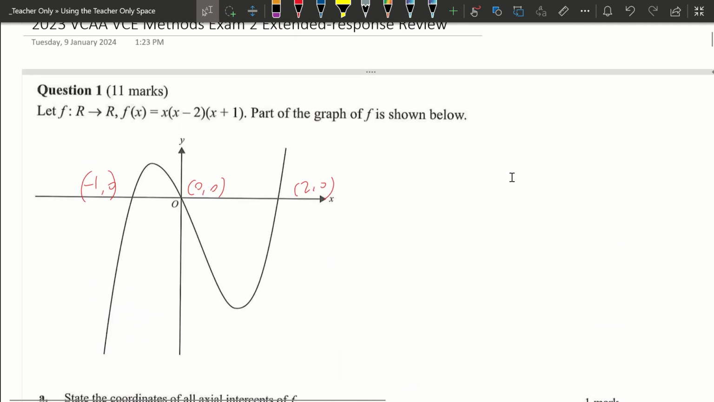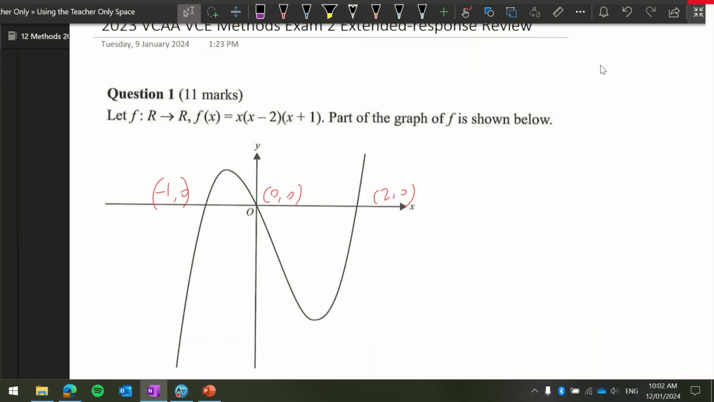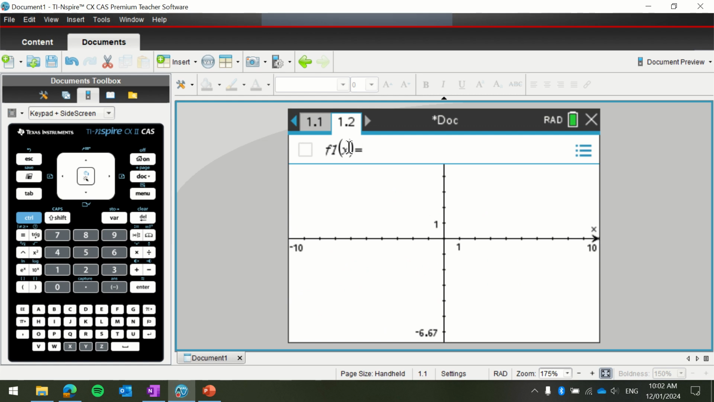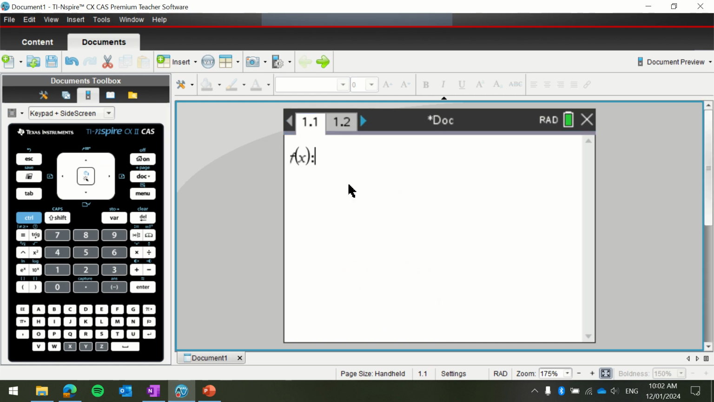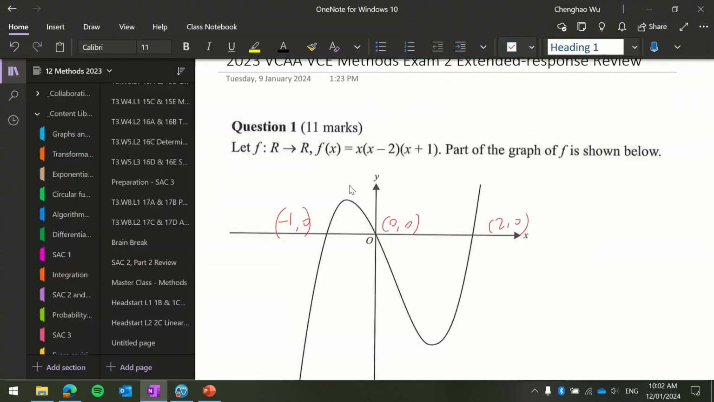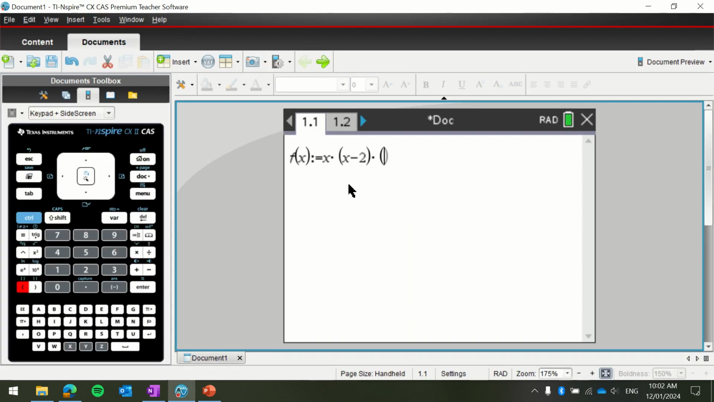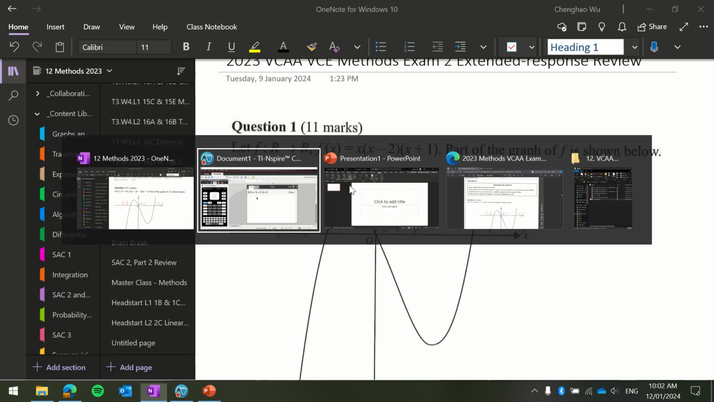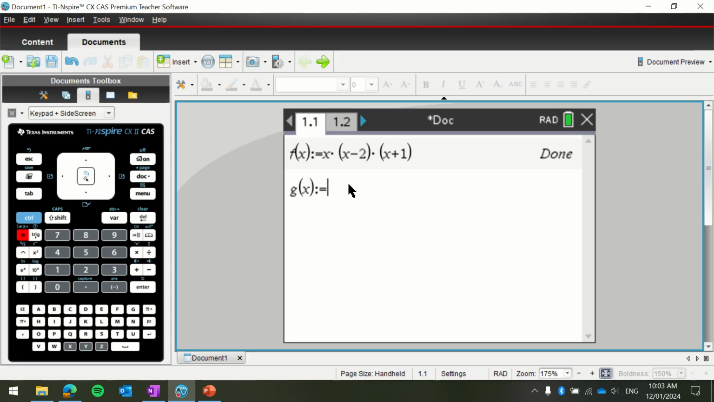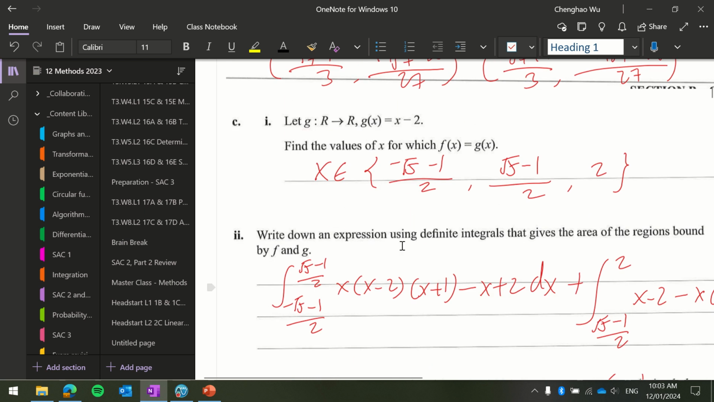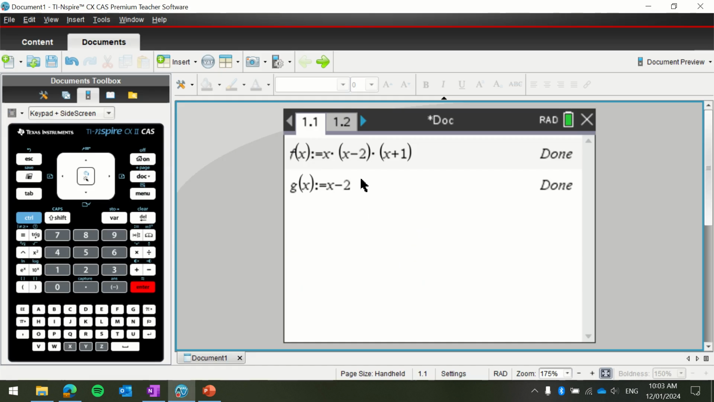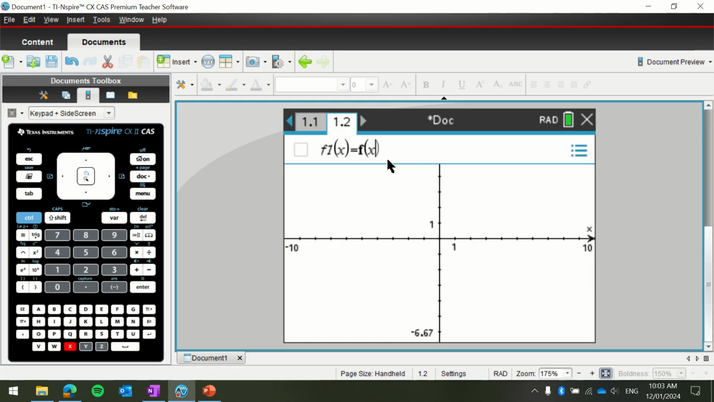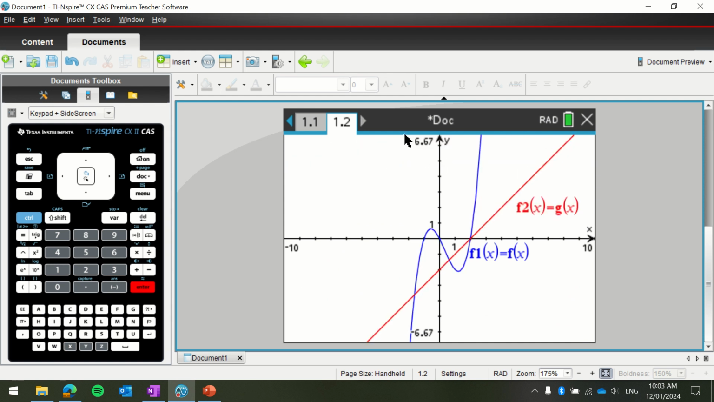Okay, so this is where I should get my calculator out. So let's define what f is. x times (x minus 2) times (x plus 1). Okay, and then define what g is. g is going to be x minus 2, and then I'm going to graph them like this.